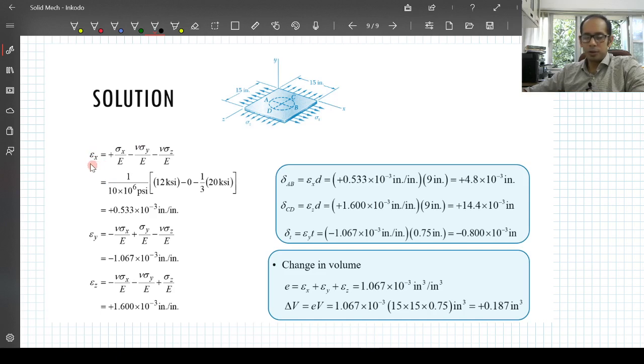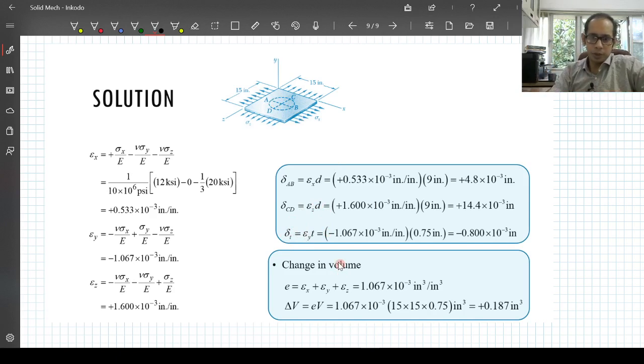As I said, you calculate the epsilon x, substituting the numbers carefully. You have to be careful of the units that you're calculating, right? Now you calculate your epsilon y and epsilon z in a similar fashion. Once you have these epsilons, this is the relationship between the change in length and the original length, which is each of these epsilons. So to find the change in length, you multiply the epsilon with the original length, the d, which is the diameter for this AB and the CD, these inscribed circles that you have over here, right? And the last one is this delta t, which is the change in thickness. So that's how you calculate these numbers.